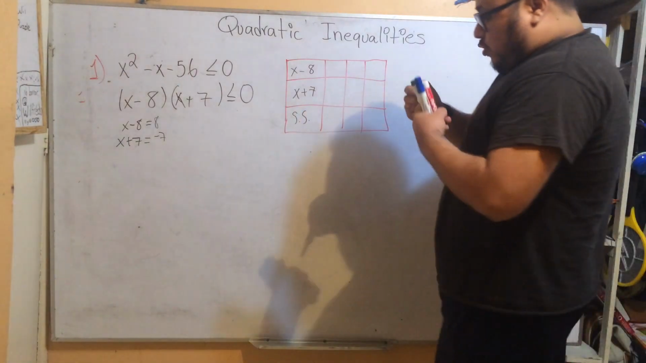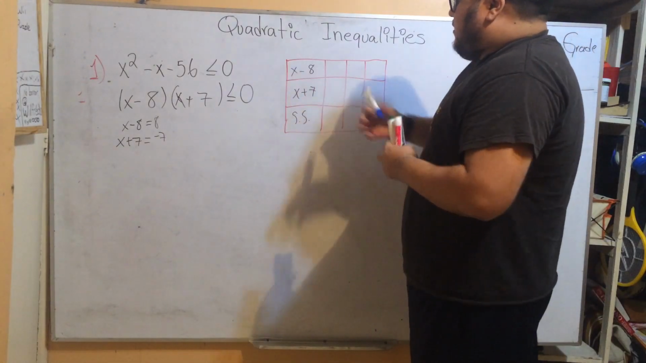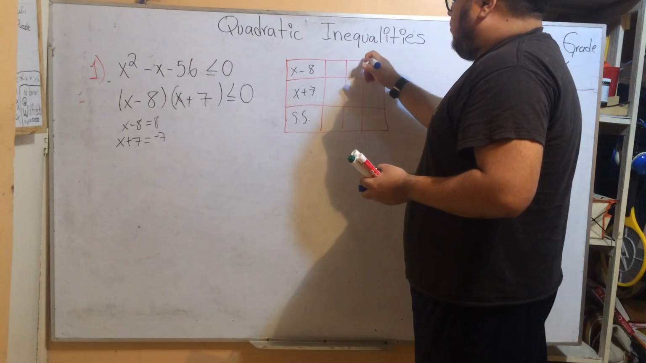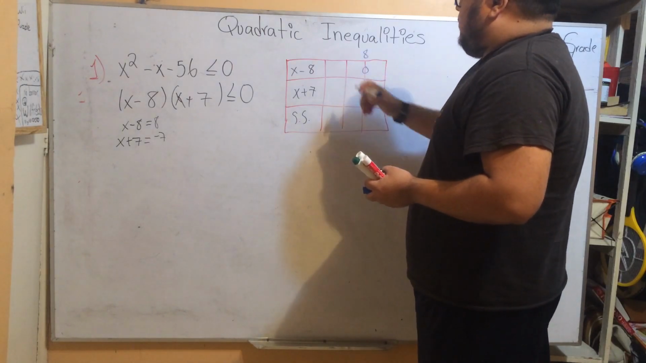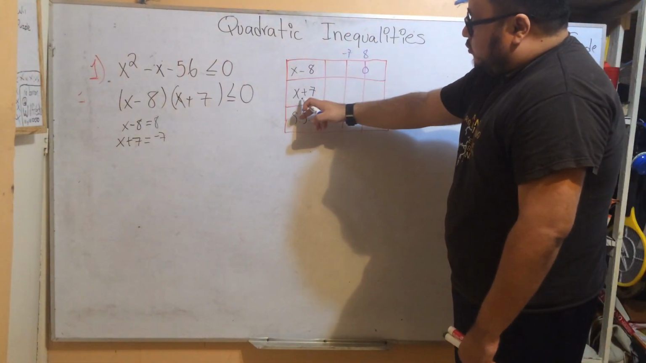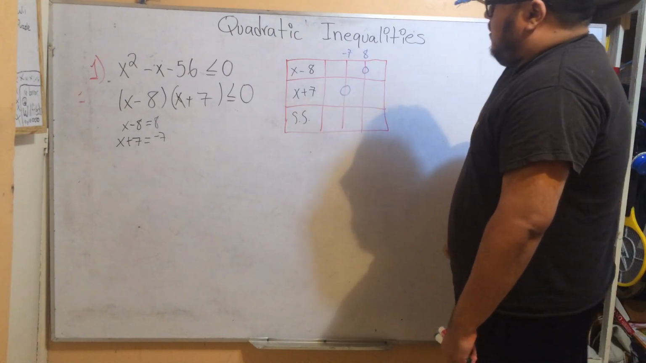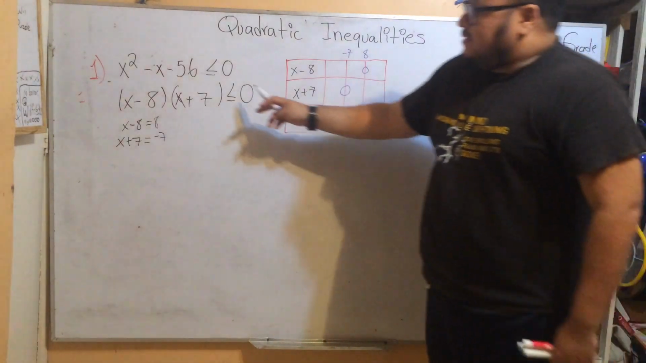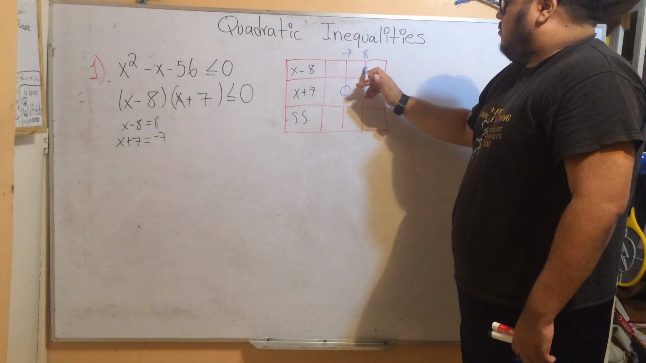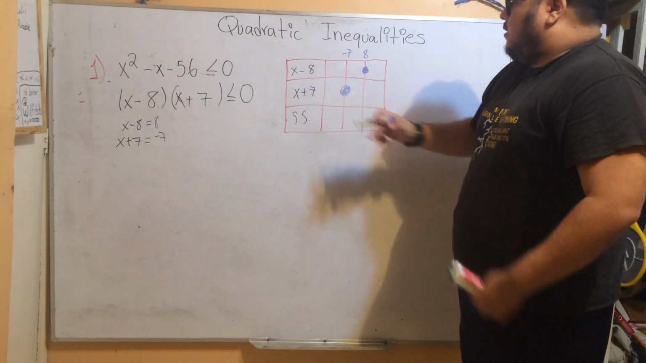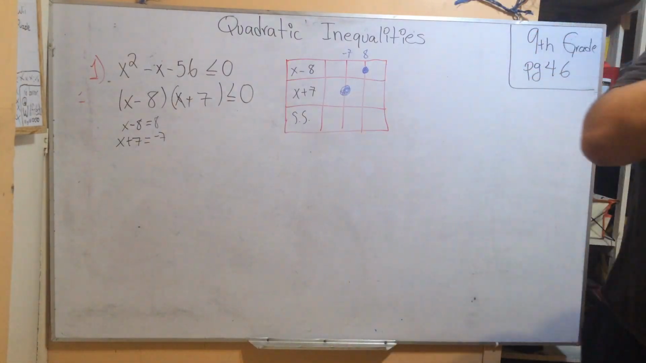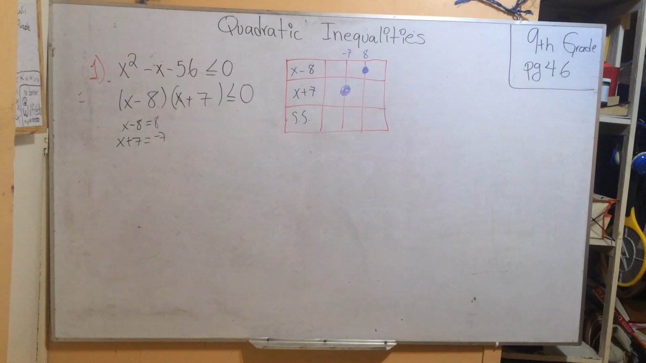So let's graph. x minus 8, where does it become 0? It's going to become 0 at 8, and the other one, x plus 7, is going to become 0 at -7. But remember, since the inequality is less than or equal, these points are included in the solution set. Now, what do we need to do with these? We need to find the signs for the solution set.